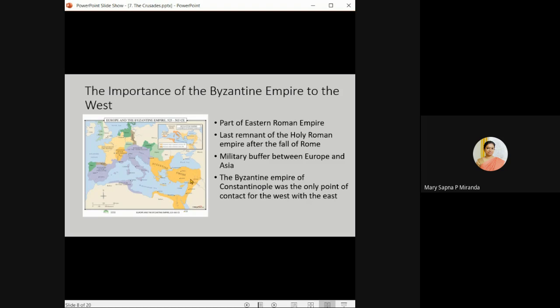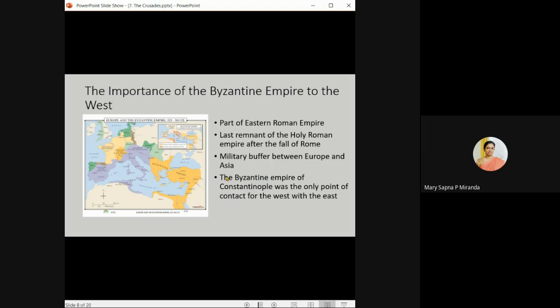And this region, geographically as well as politically, was very important because it was like a military buffer between Europe and Asia. So Europe on the western side and Asia on the eastern side. So this was like a buffer. It was like a boundary.